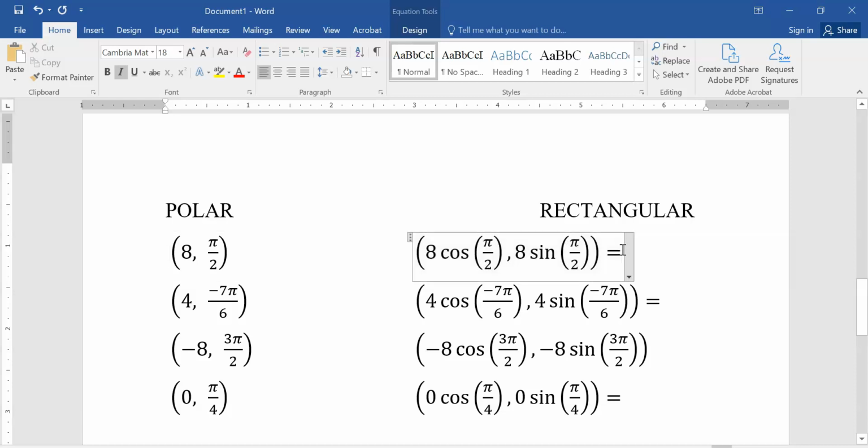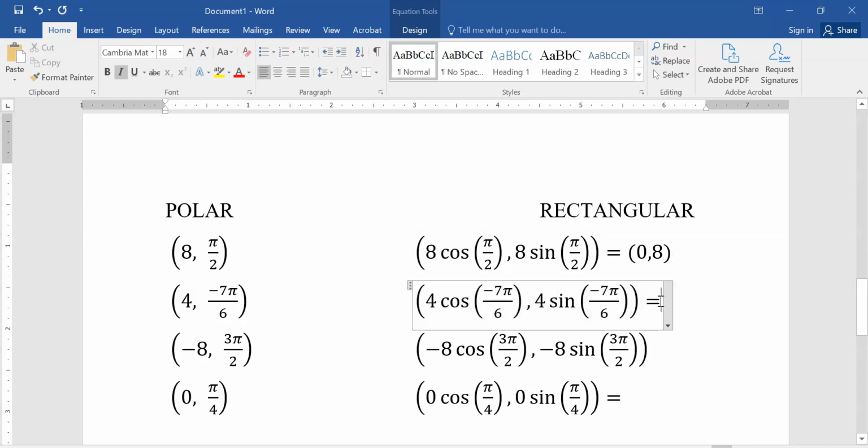Now, if you plug that into your calculator, by the way, make sure your calculator is in radians mode. If it's in degrees mode, everything's going to be thrown off. For always when we're dealing with polar coordinates, we're going to have our calculator set in radians mode. So we get 0, 8 as the rectangular point.